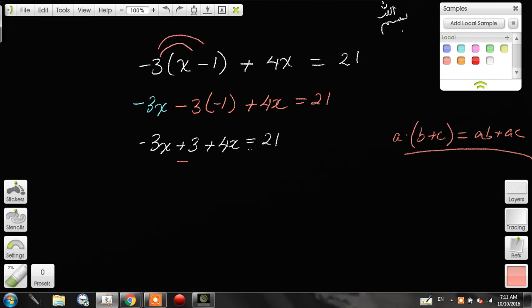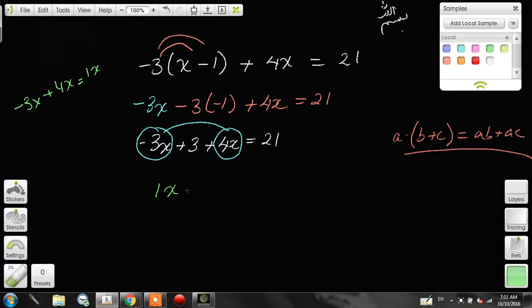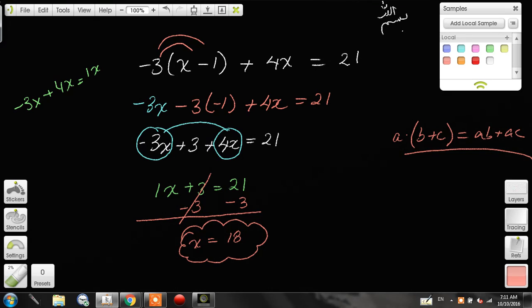No, here, it's not wrong, but what we do here is we combine the like terms. These are like terms. What are like terms? They're terms that have the same variable to the same exponent. So negative 3x plus 4x, that's what we have here. That's just 1x. So this combines to 1x, and then we have the 3 equals 21. And then we subtract 3 from both sides, like this. Then we get x is equal to 18. Okay? x is equal to 18.